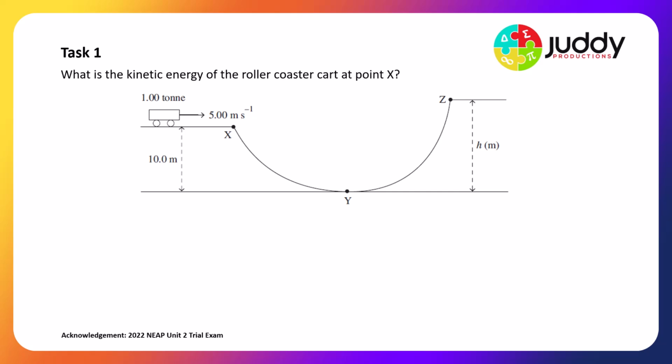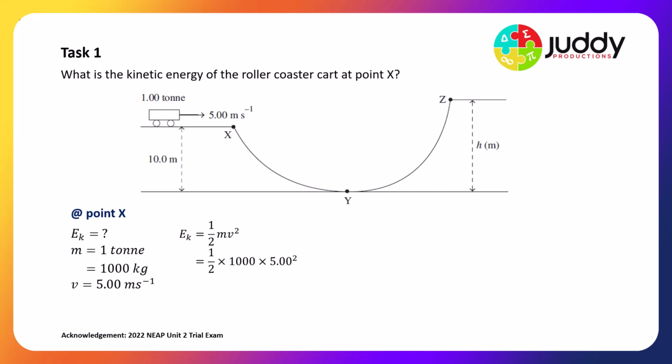Task number 1. What is the kinetic energy of the roller coaster cart at point X? So at point X, we're asked to calculate the kinetic energy. We've been given the mass of the cart as 1 ton, which we know to be 1,000 kilograms, and the speed of the cart at point X is 5 meters per second. Kinetic energy has the following equation: EK equals a half mv squared, and we substitute our values in, where the mass was 1,000 kilograms and the speed was 5 meters per second. That gives us a kinetic energy of 12,500 joules, a relatively simple calculation.